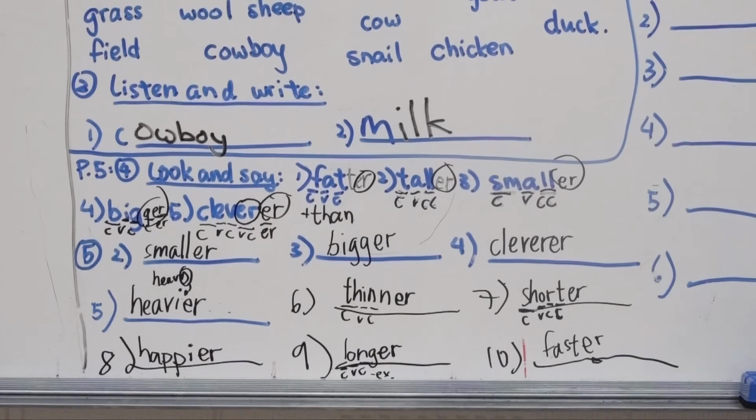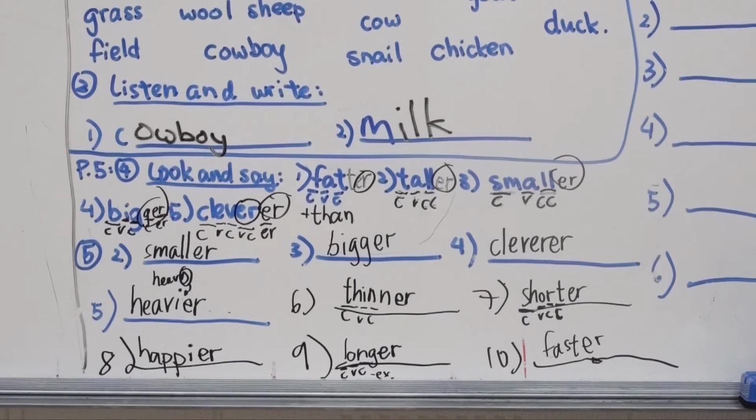And then number 7 is shorter. Shorter, no need to put another T. Just put ER. And then number 8 is happier. H-A-P-P-Y will change to I and then you put ER. Happier. And then number 9 is longer. Only one G. It's an exception. And number 10 is faster. Just put ER. No need to put another T. Faster, just F-A-S-T-E-R. Alright, so I assume you finished that one. Okay?